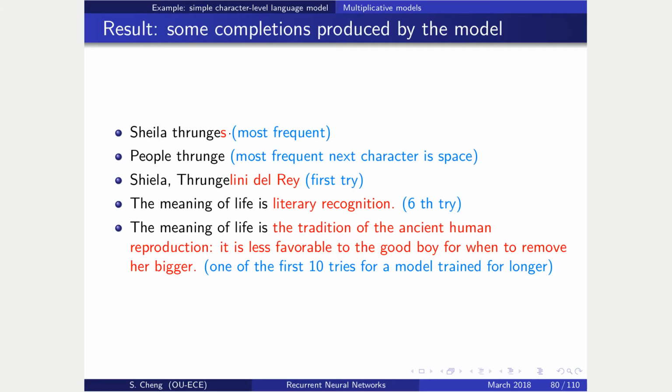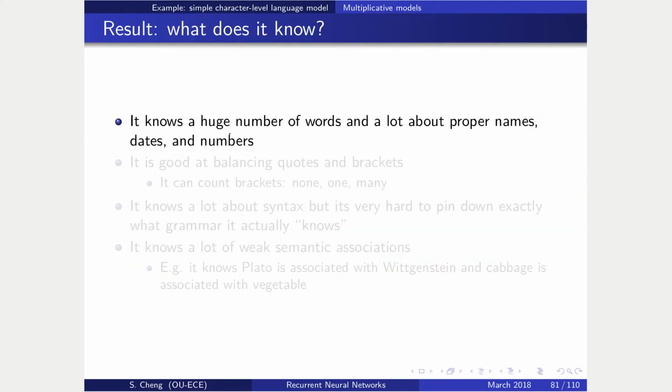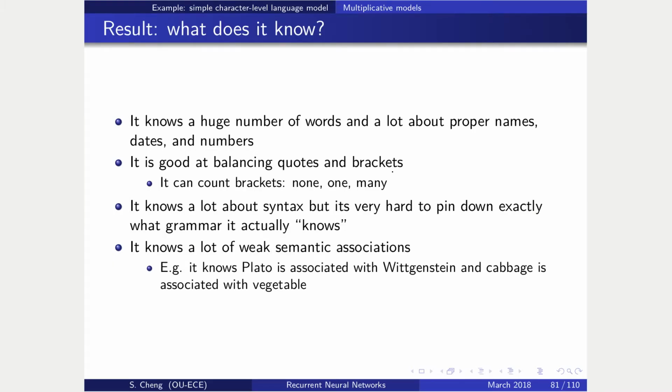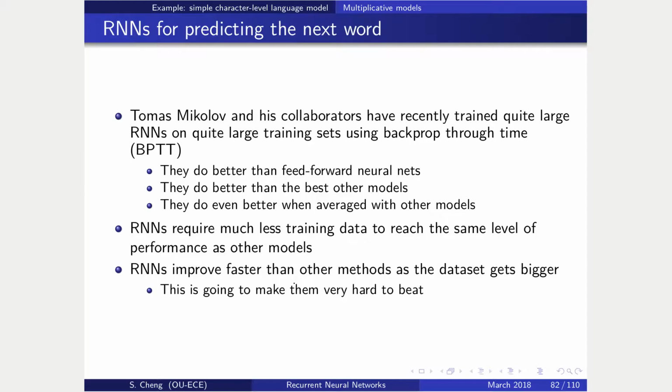Basically it looks like the model is able to balance quotes and brackets, and it also learns a huge vocabulary of words, and it seems like it understands some things beyond syntax. For example, the model is able to associate potato with Wittgenstein, and cabbage with vegetable, and so on.